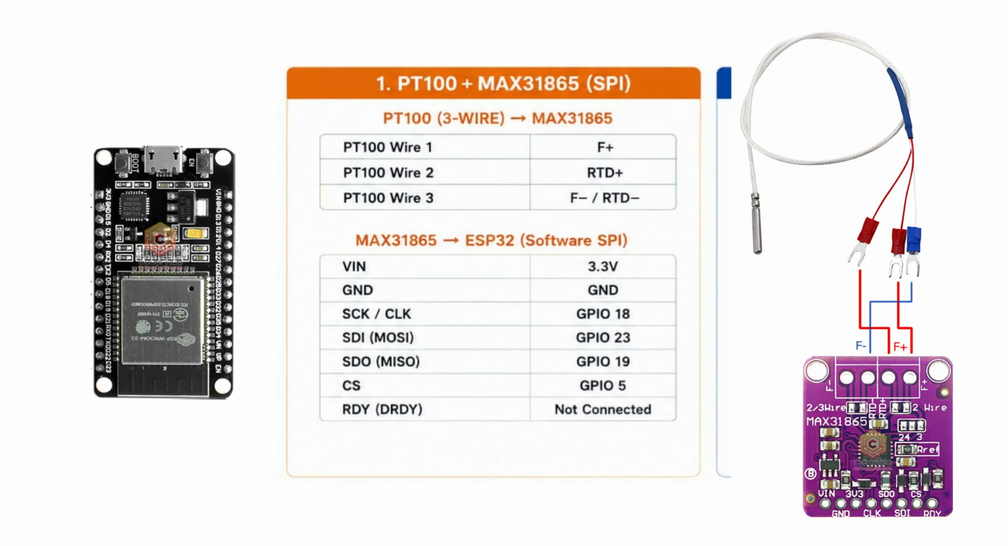I am using software SPI, so I have assigned these four GPIOs manually. The MAX31865 CS pin is connected with the ESP32 GPIO5, the MOSI pin is connected with GPIO23, the MISO pin is connected with GPIO19 of the ESP32 board, and the CLK pin is connected with GPIO18. This is a 3-wire PT100 sensor, so we will configure the MAX31865 accordingly in the code.